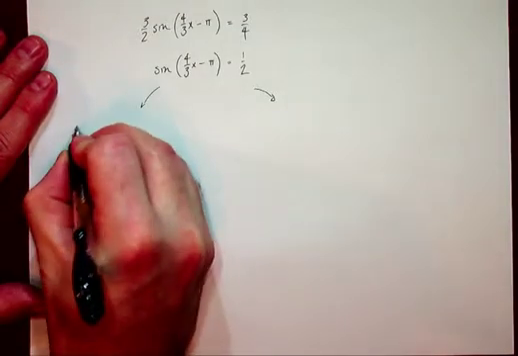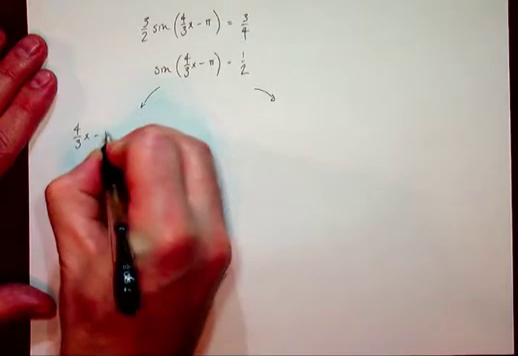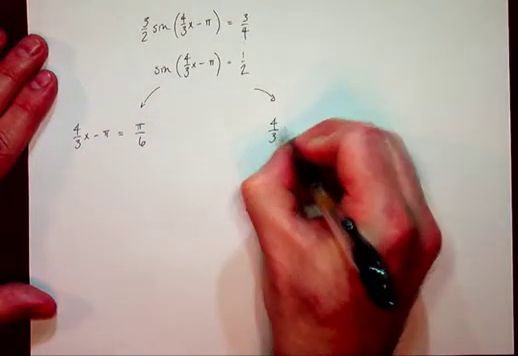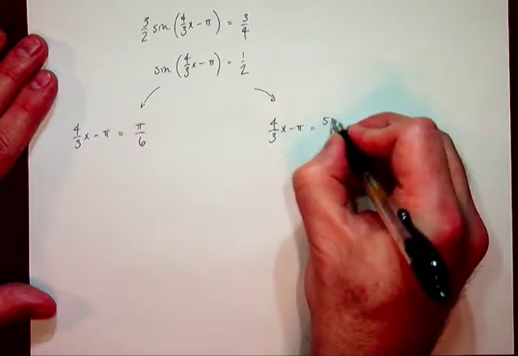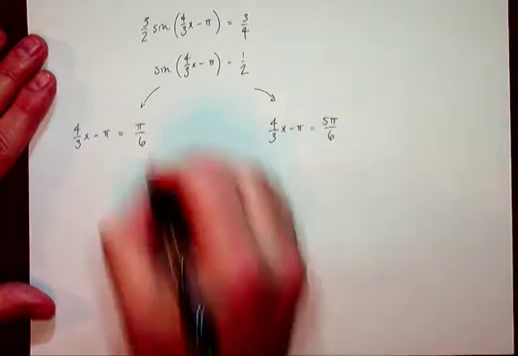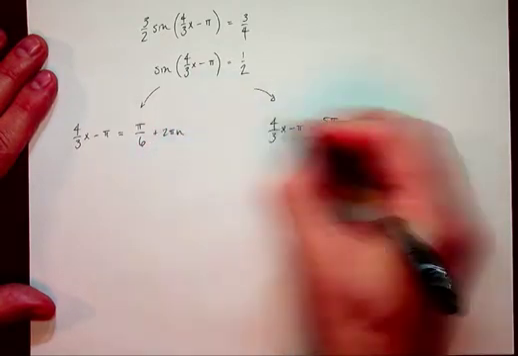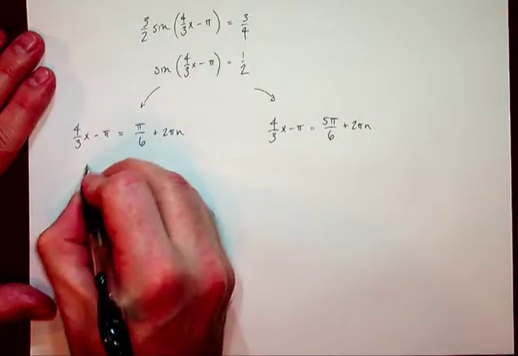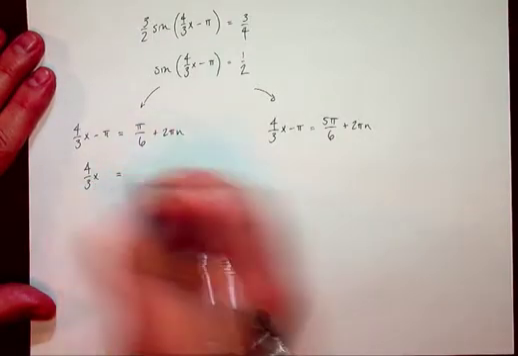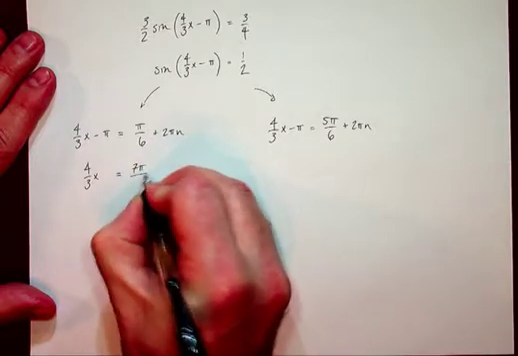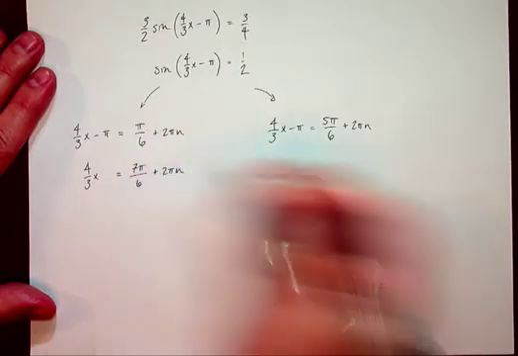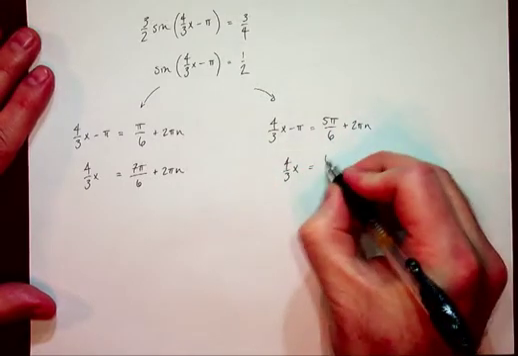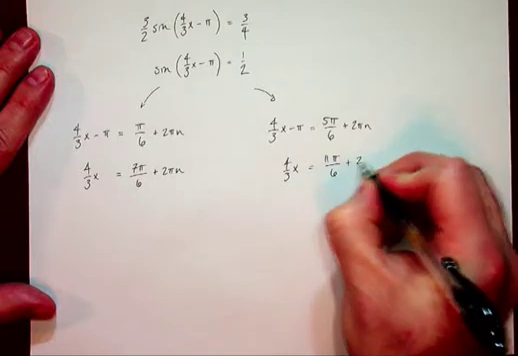Sine is 1/2 when the angle measurement is pi over 6, or when the angle measurement is 5 pi over 6. And then, of course, plus 2 pi n, all of the coterminals, right? Okay, well, let's go ahead and add pi to both sides. That gives me 7 pi over 6 plus 2 pi n. And 4/3 x is equal to, well, that's going to give me 11 pi over 6 plus 2 pi n.